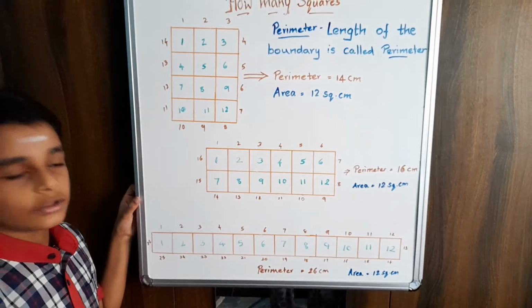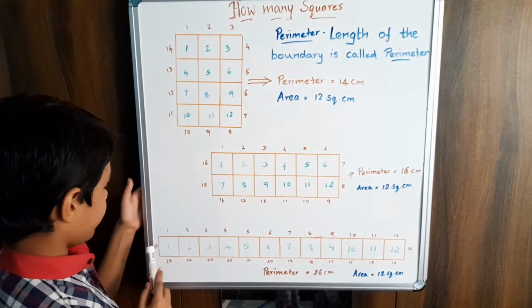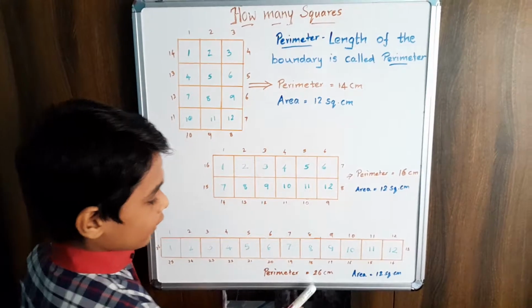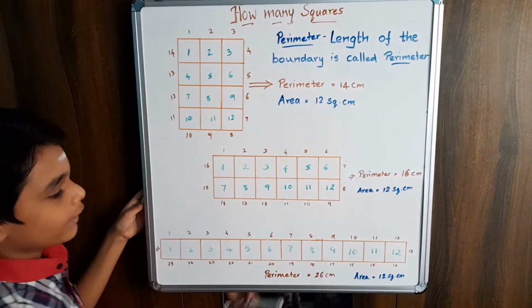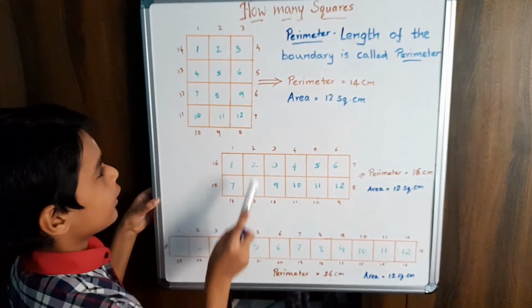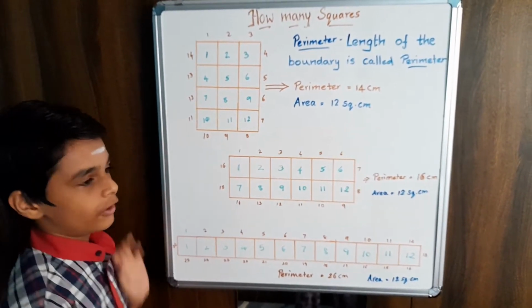Now let us see the third rectangle. Its perimeter is 26 centimeters. So here we have seen that even though the area is equal in all of these rectangles, the perimeter differs.